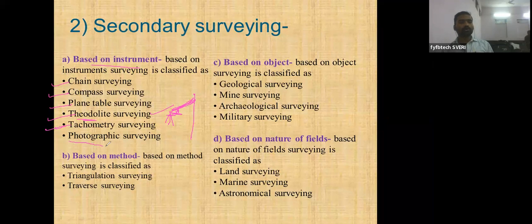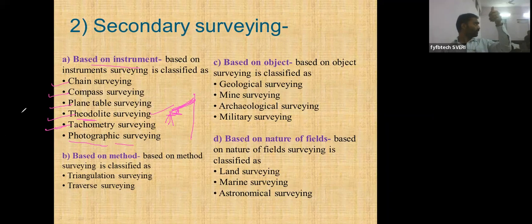Then one more is photographic surveying. If I want to capture the spherical campus area, how do I capture it? I have to go in an aeroplane. I have to use a modern instrument, that is a camera, and take pictures of it. That is called photographic surveying. We have to capture the photo of that particular area. These are based on the instruments.